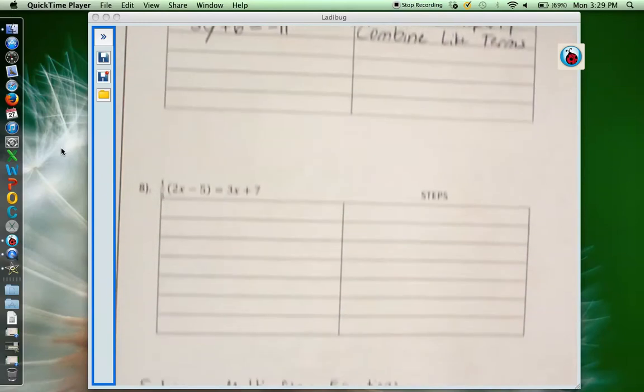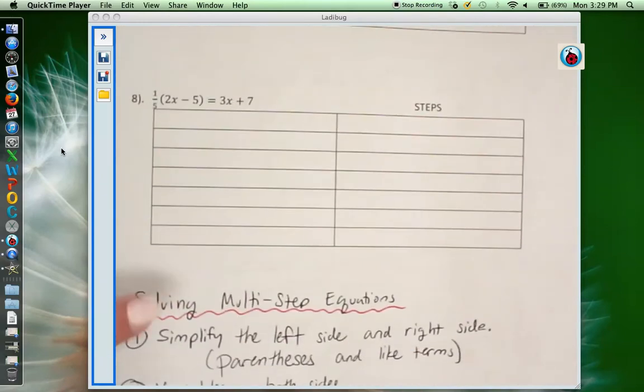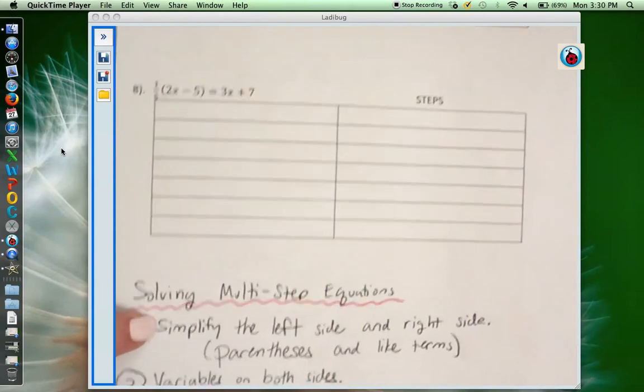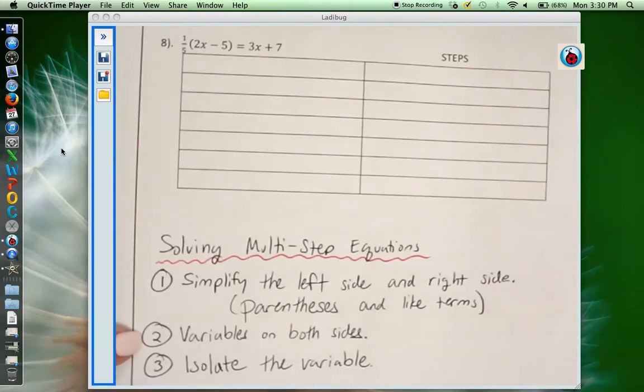All right, so looking back at my steps, simplify left side and right side, looks like that is done. I'm done with all the parentheses and all the like terms. Number 2, variables on both sides. We do not have variables on both sides. The only place we have variables is 3y, so that one's actually done. Last step is to isolate the variable.